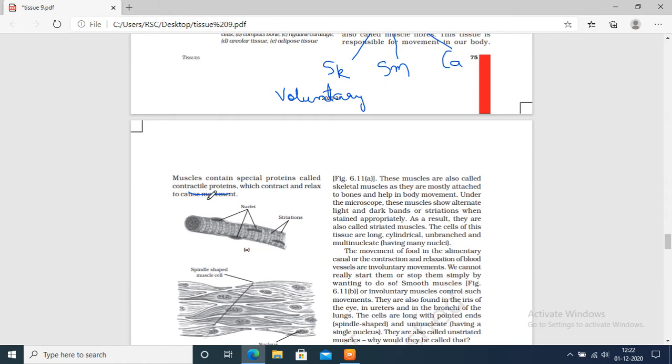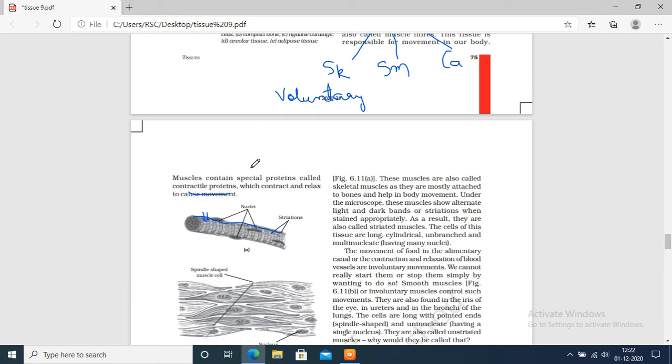Because the cells of this voluntary muscle consist of elongated or cylindrical cells which have alternate light and dark bands, forming a striation. This is a light band, then a dark band. Light band, dark band. So alternate light and dark bands are present, which gives us striation.